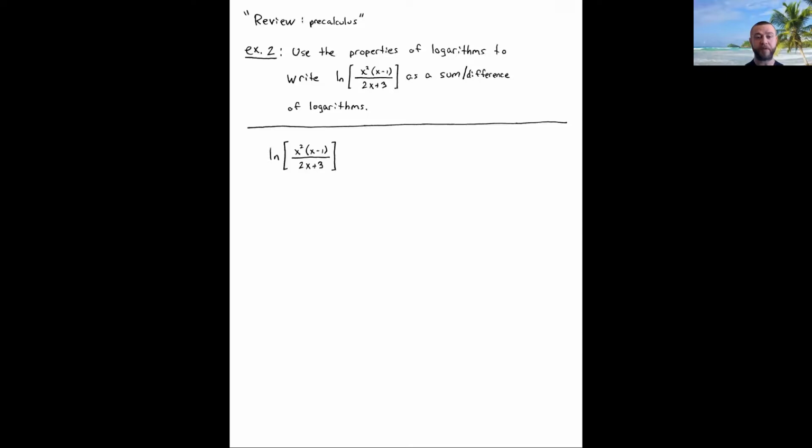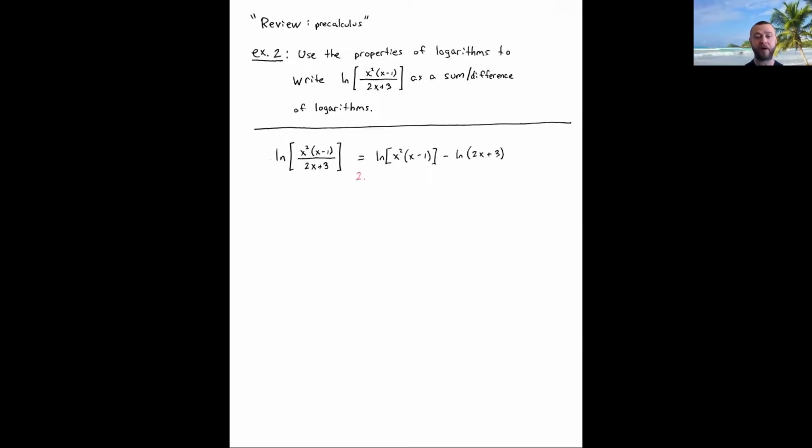All right, so we start with the original logarithm. And since we have a fraction in there, we notice we can apply property 2 of logarithms. So the second property relates division to subtraction. So we basically get natural log of the numerator minus natural log of the denominator.